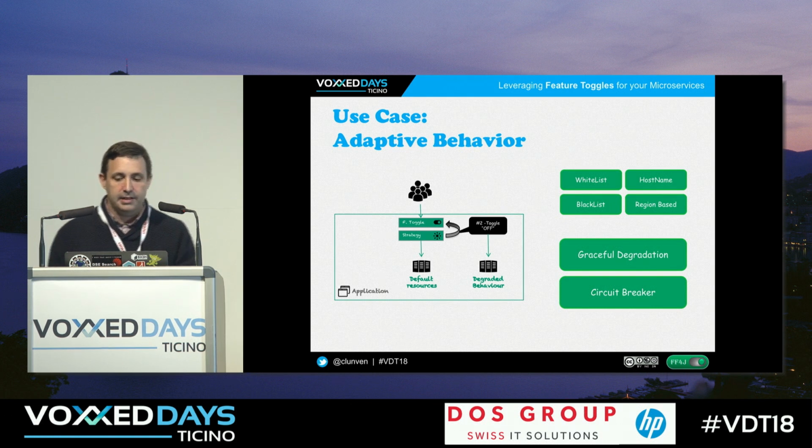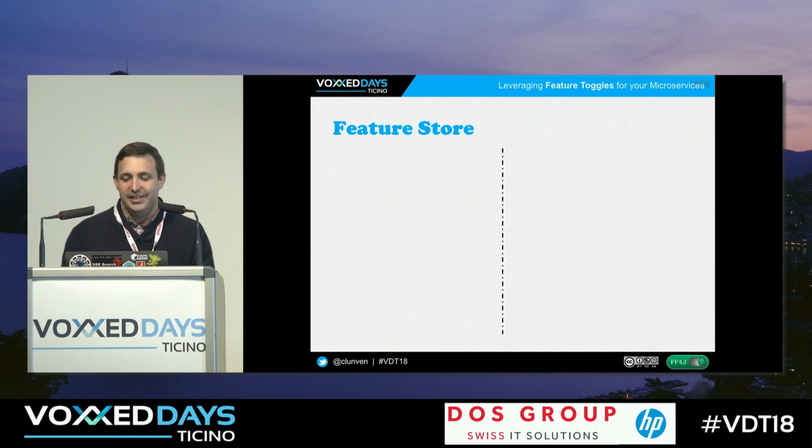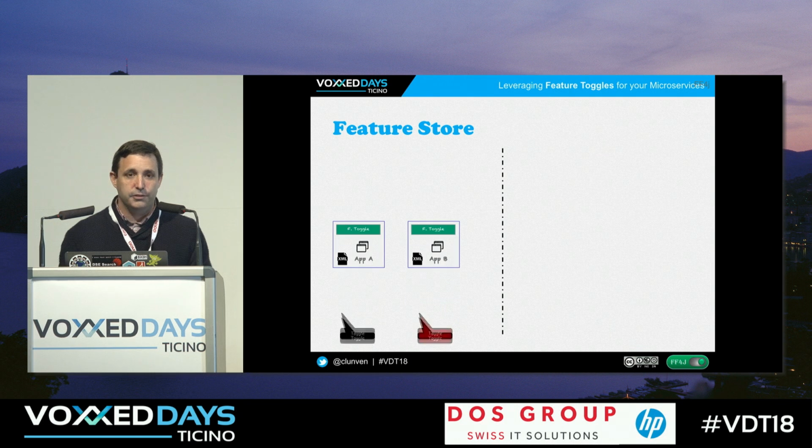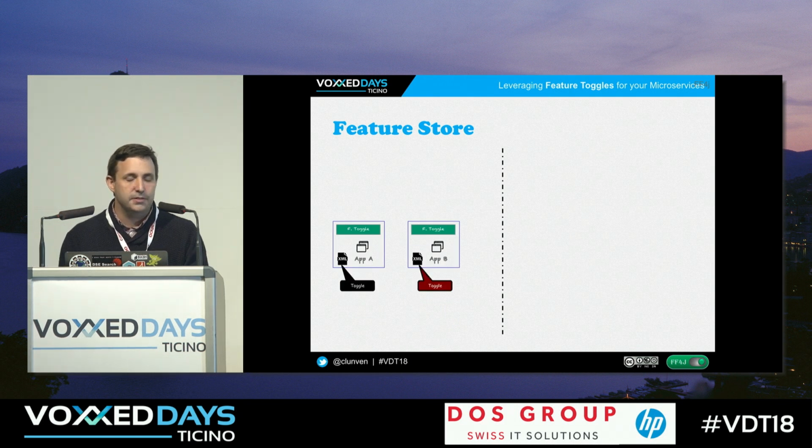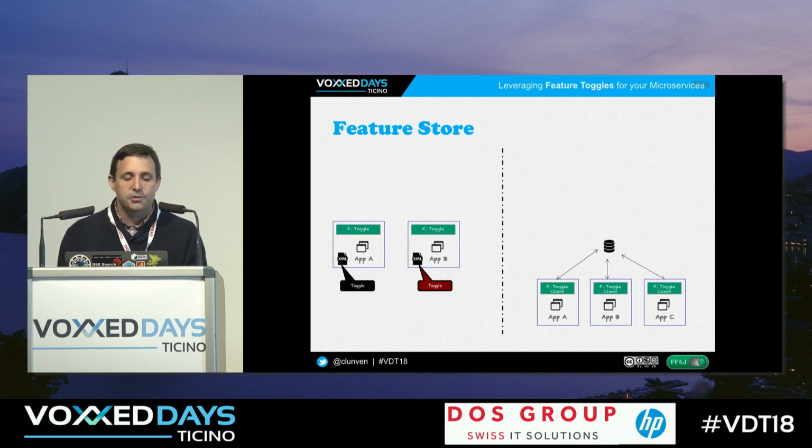Okay, saying that, last notion I need to introduce before the demo is the feature store. Of course, we are speaking about distributed architecture, especially with microservices. So you will have multiple instances of your services and multiple services. So you cannot use feature toggle in memory. You have to switch the flag for everyone. So you need a store, a consistent store, and all the instances will look at the store.